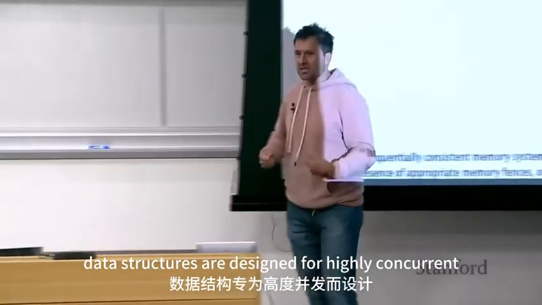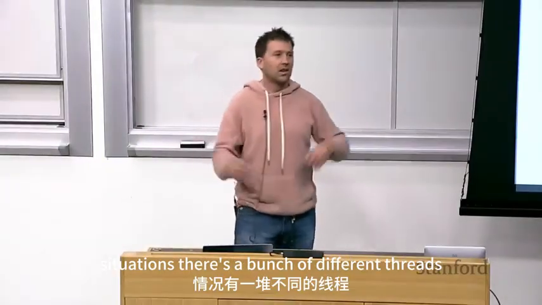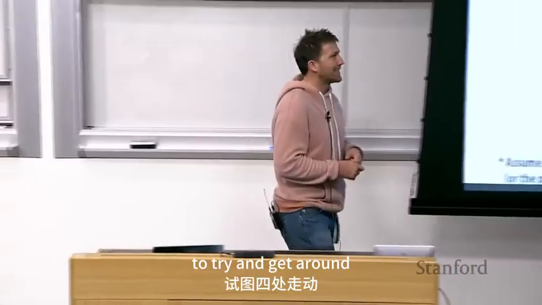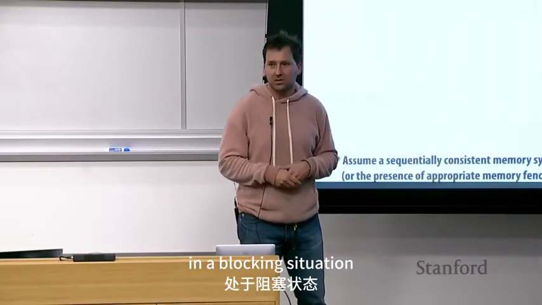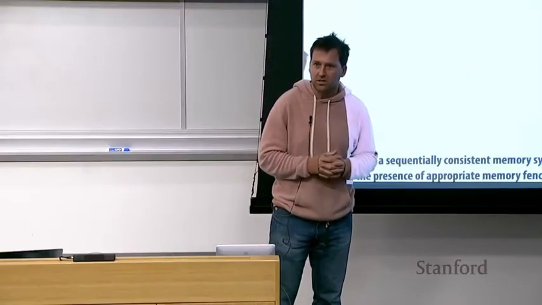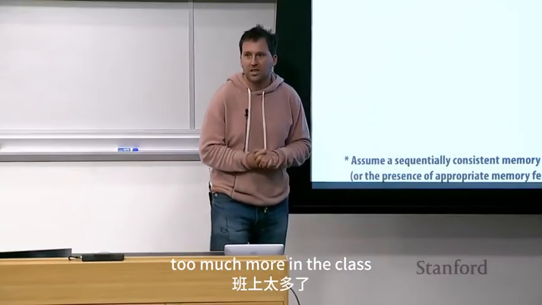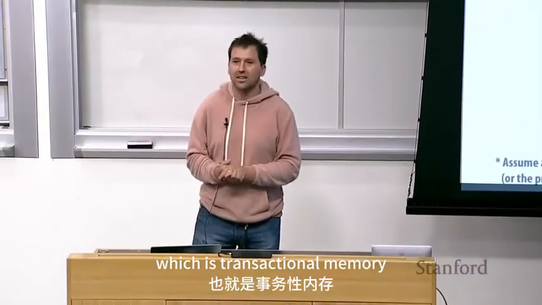So these lock-free data structures are designed for highly concurrent situations when there's a bunch of different threads and tasks on the same machine, to try and get around some of the problems that can occur in a blocking situation where you have mutual exclusion. Okay? So I just wanted you to know a little bit about them. We're not going to talk about them too much more in the class until we get to the modern day version of all of this, which is transactional memory.